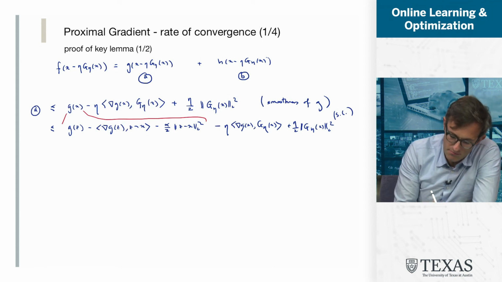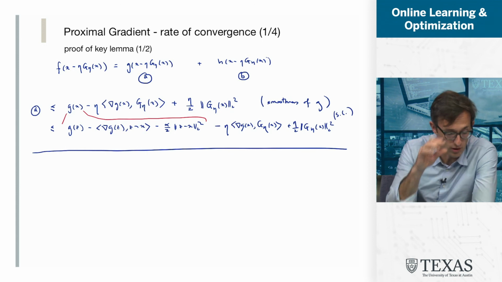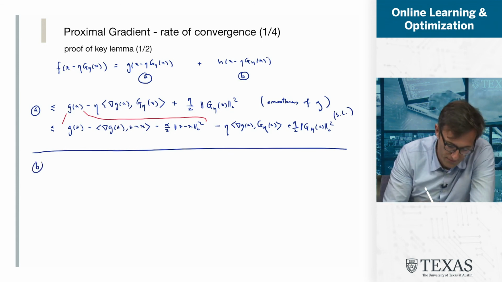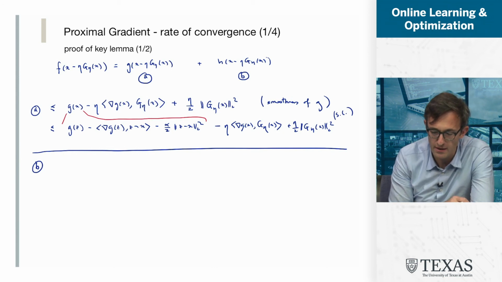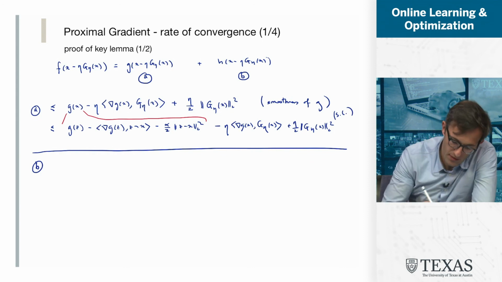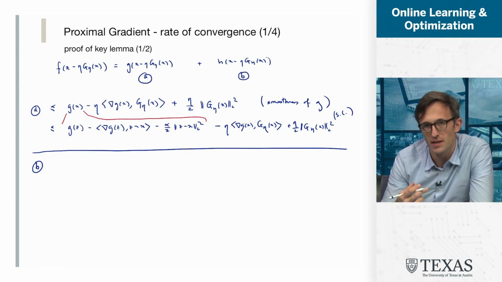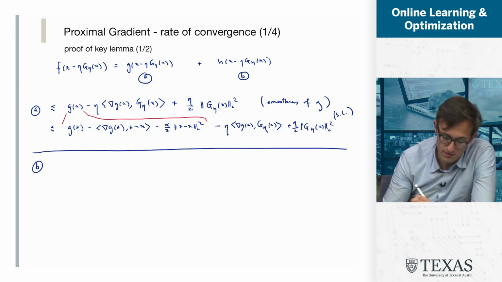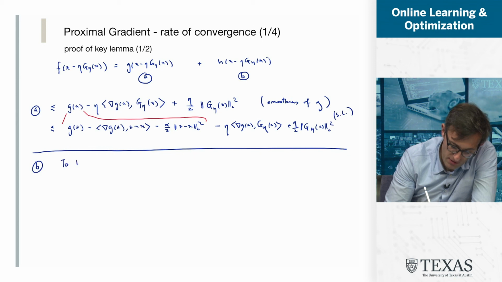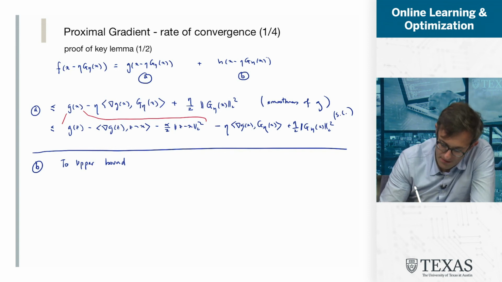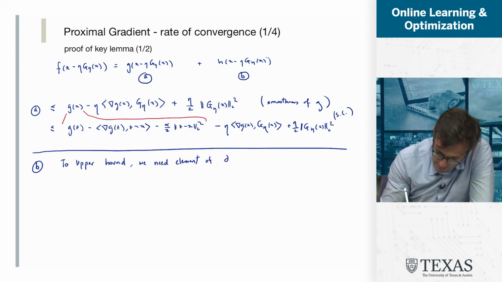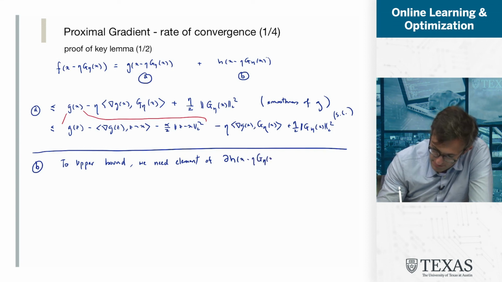Now let's look at B. We're going to need a little bit more work here because we have less structure on h. So I need to upper bound h of x minus eta g eta of x. So how do we typically upper bound something if we just have a convex function? I need an element of its subdifferential. So to upper bound, really we need an element of the subdifferential of h of x minus eta g eta of x.